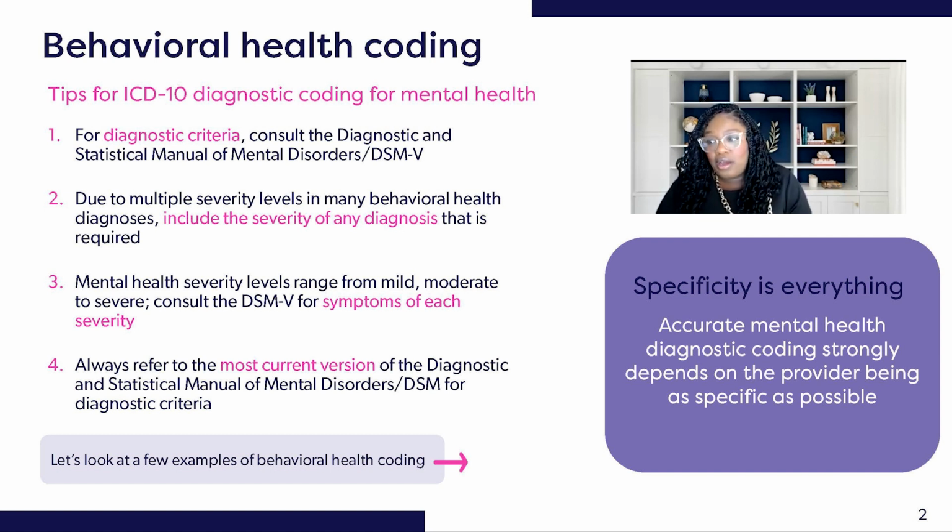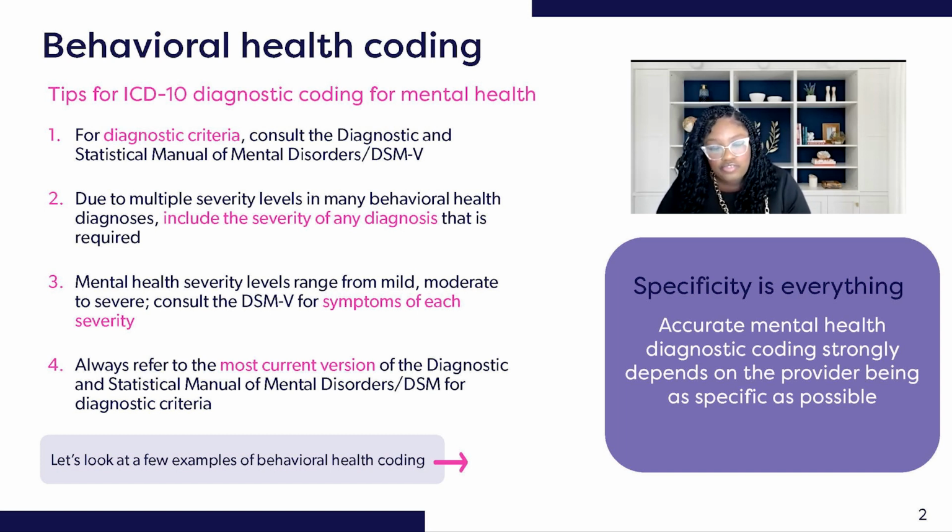Some of them also are coupled with psychosis, even mania. And it's that same way with substance abuse as well. So you definitely want to make sure that you're identifying those severity levels, because it can make a good difference, and we'll go into that. Mental health severity levels range from mild, moderate, severe, and there are symptoms outlined in the DSM-5 of each. Patients have to meet certain criteria, and we'll go into that in order for you to diagnose them with those different severity levels. Always refer to the most current version of the DSM for your diagnostic criteria.